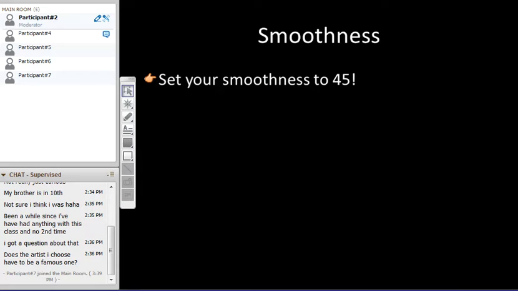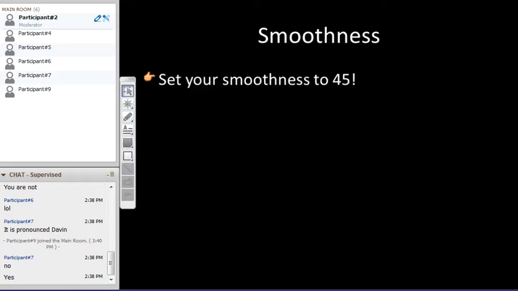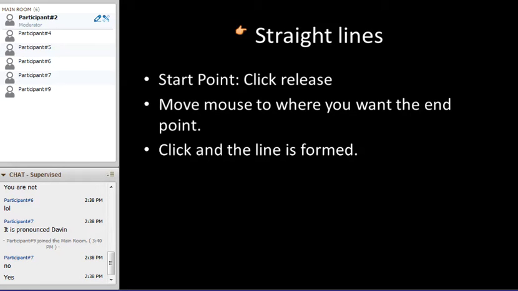Give me a green check if you remember that we would set the smoothness to 45. We're just reviewing some things that hopefully you remember from Digital Arts 1. This one's to set your smoothness to 45 when you're using the pencil tool, and I'm going to illustrate these for you. The other one was how to draw straight lines.